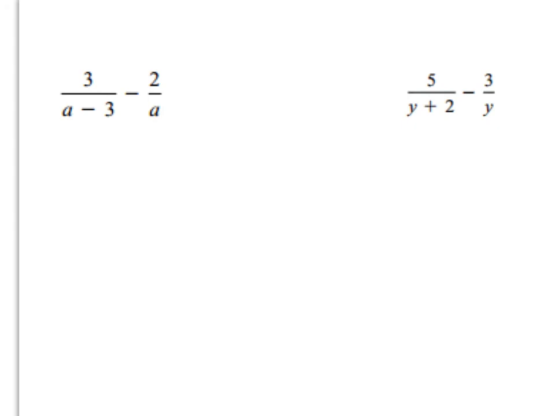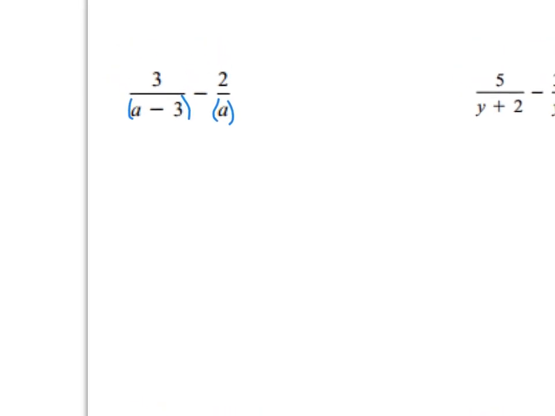Let's look at a few more examples. So once again, put your parentheses around your denominator. It will help you focus. So I do not have a single factor of a in this left problem, so I'm going to multiply by a over a. And then the right one does not have an a minus 3, so I'm going to multiply by a minus 3 over a minus 3.